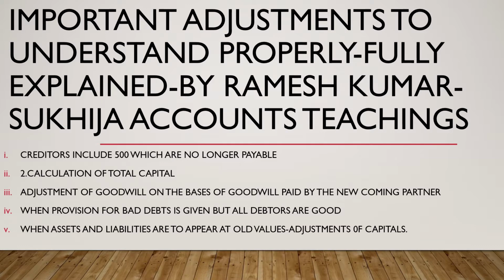First is creditors include 500 which are no longer payable. Second is calculation of total capital. Third, adjustment of goodwill on the basis of goodwill paid by the newcoming partner. Fourth, when provision for bad debts is given but all debtors are good. Fifth, when assets and liabilities are to appear at old values, adjustment of capital.